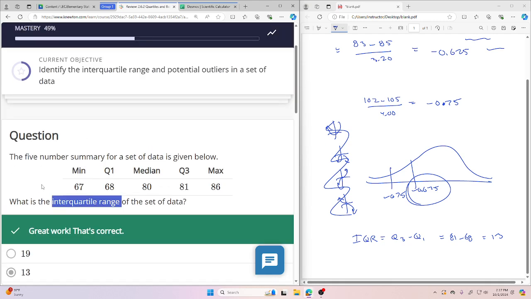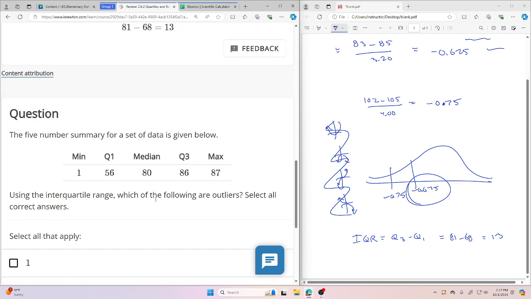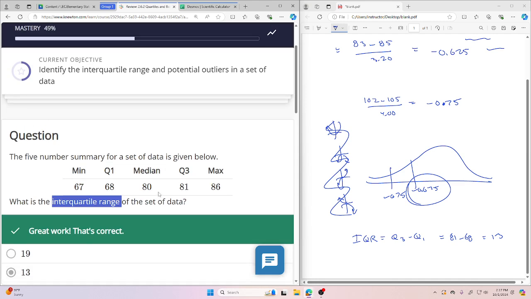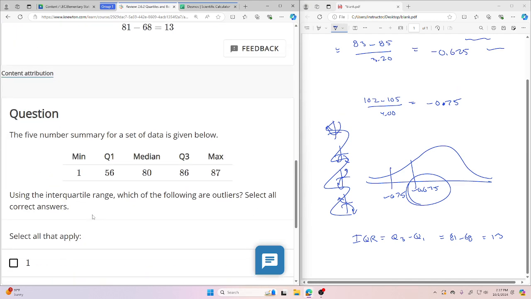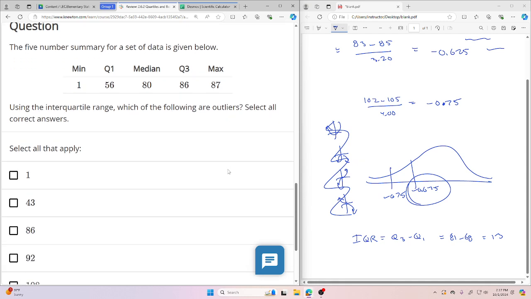You see it right here, look. 67, 68, 80, blah, blah, blah. Totally different numbers. And some of them are the same, which totally makes you think, oh, it's the same numbers. I got 80 again, so we're good to go. No. Totally different numbers, totally different math, okay? So watch out. Interquartile range, which of the following are outliers.